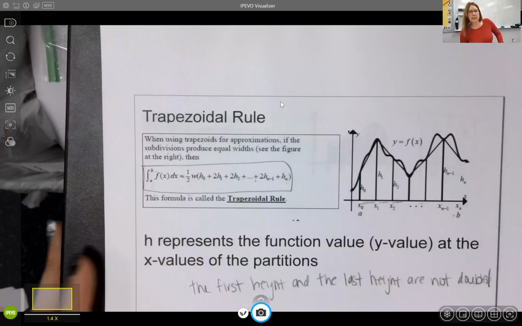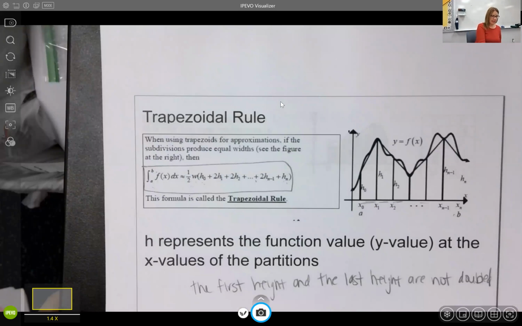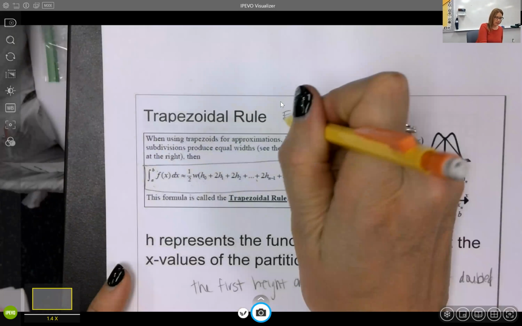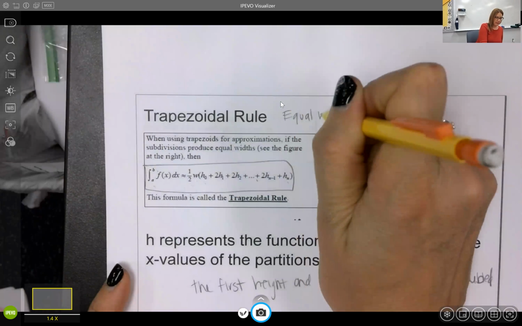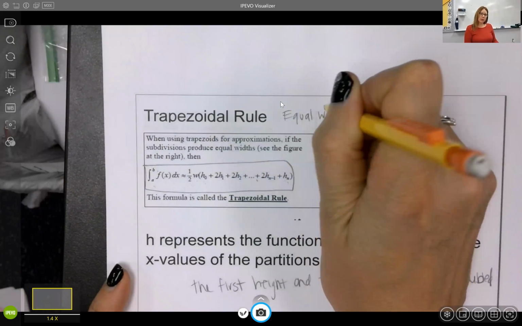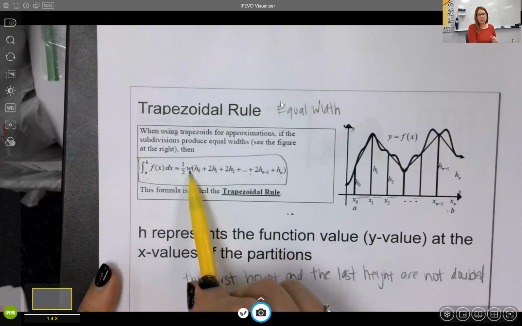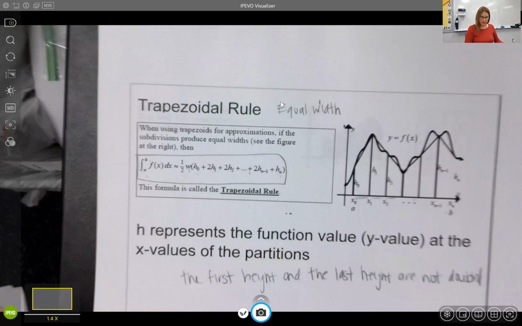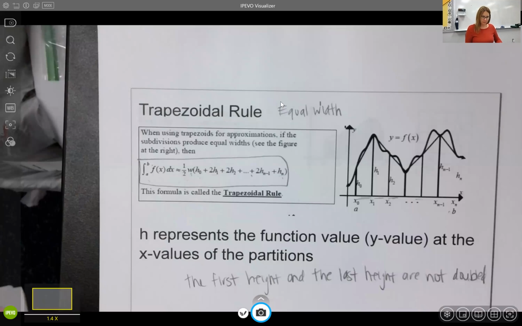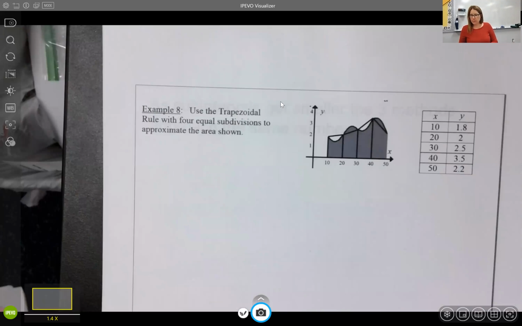And that's for anything that has equal width. Okay, this won't work if they're not equal width, because then I can't put it right out in the front if it changed every time. So it's only if we have equal width. Then we're going to do a couple of examples where we are going to write out the trapezoidal rule.